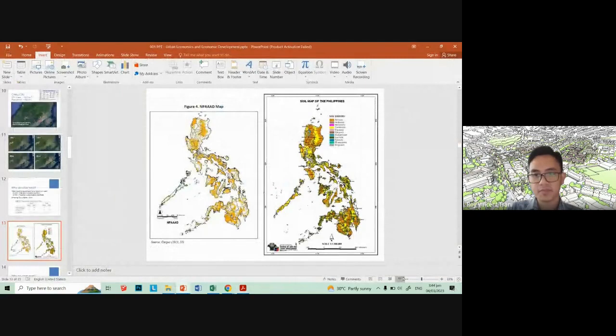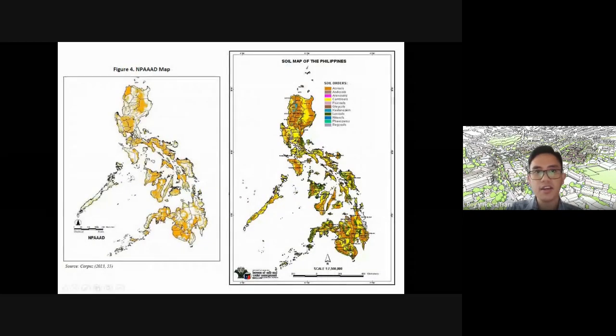And then you see these are the agricultural lands. And if you put it next to the soil map of the Philippines, you can actually find out that these lands are of the Cambisols order. So if you notice, geography, like the physical attributes of a site, will determine what kind of business and economic activity will occur in that area.